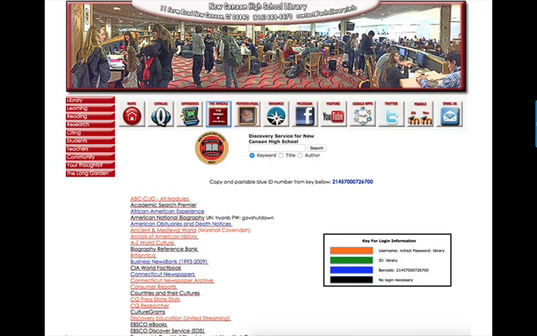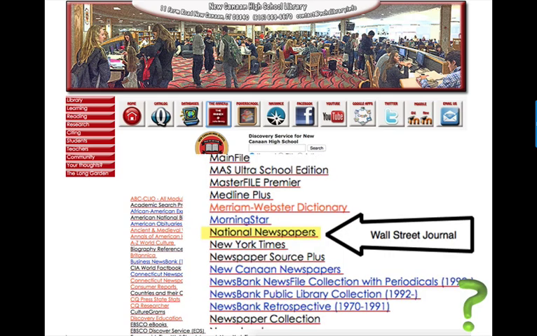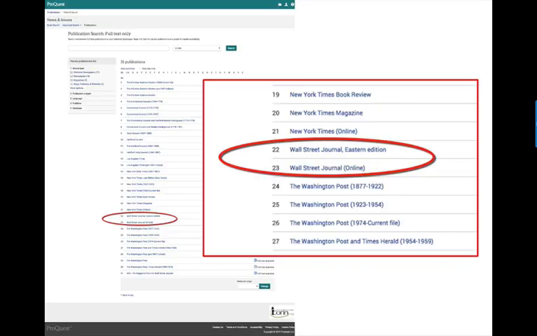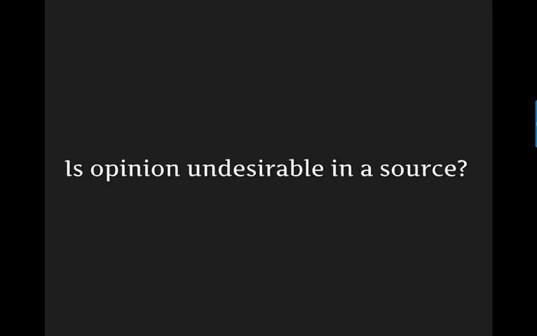Now, you can circumvent that because we at New Canaan High School have a subscription to a database of national newspapers, and that does include the Wall Street Journal. So you can always get a Wall Street Journal article for free, so long as you are a library patron at New Canaan High School Library. And you can see in this list of databases, there it is.